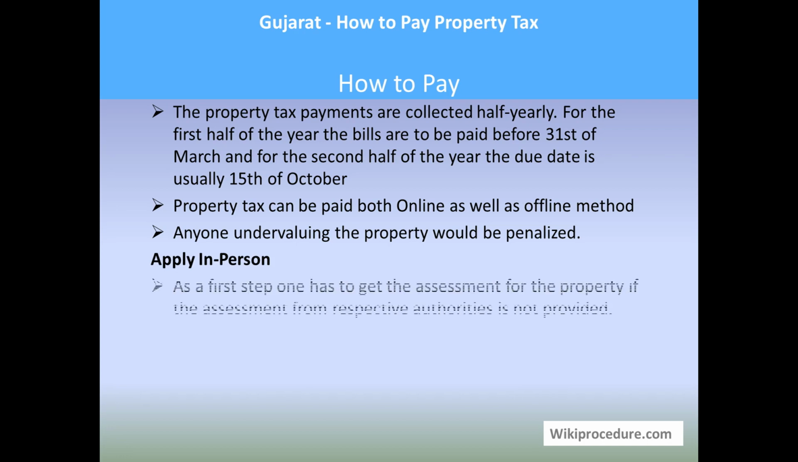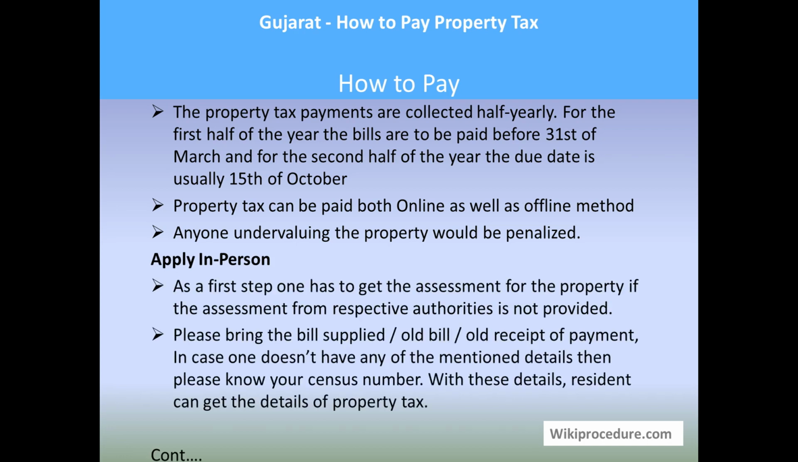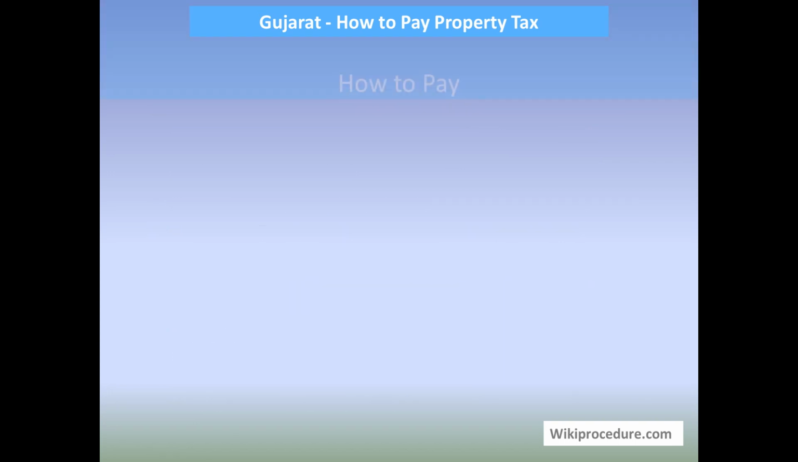Let us see how to pay in person. As a first step, one has to get the assessment for the property. If the assessment from the respective department has not reached them, then they have to get the assessment. You can use the old bill, supplied bill or old receipt of the payment in case one does not have any details. Then please know your census number with these details. Residents can get the details of the property tax by approaching the officials with details like the bill supplied, old bill or old receipt for the property tax.